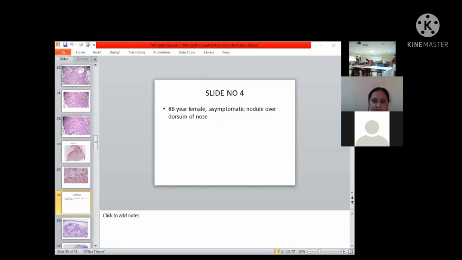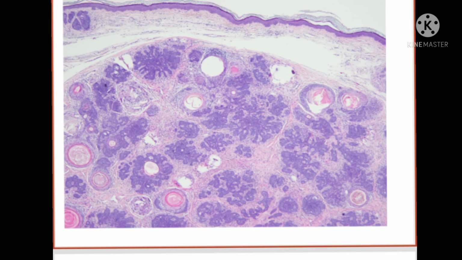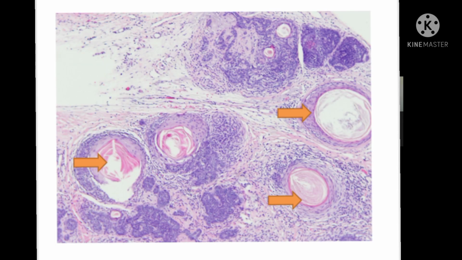Here there is an 86 year old female who presented with an asymptomatic nodule over the dorsum of the nose. This section shows epidermis with a basket weave pattern of keratin over here, and in the dermis there is a well circumscribed lesion with islands of basaloid cells with fibrocellular stroma seen over here. And this is the horn cyst showing epidermal differentiation with mature keratin inside.